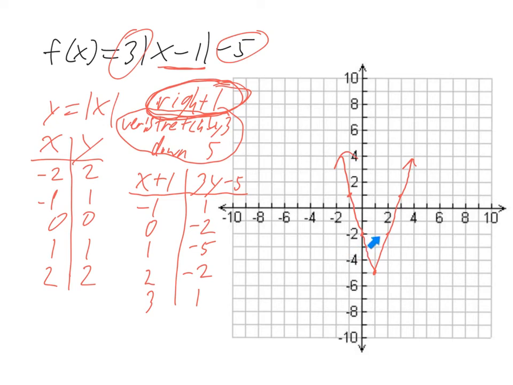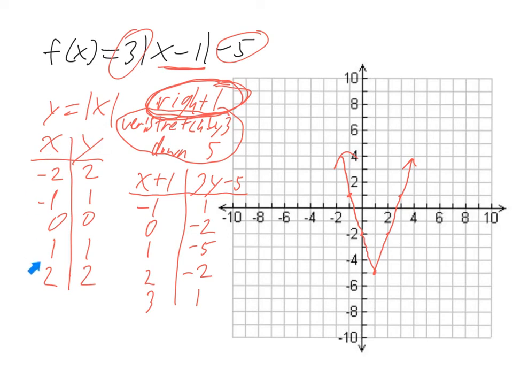We notice that it's much skinnier, which that stretch by a factor of 3 would indicate, and it's been translated right 1 unit and 5 down. So you see the vertex there is at 1, negative 5, because the whole graph is moved right 1 and down 5. And that is what we'd be looking for.